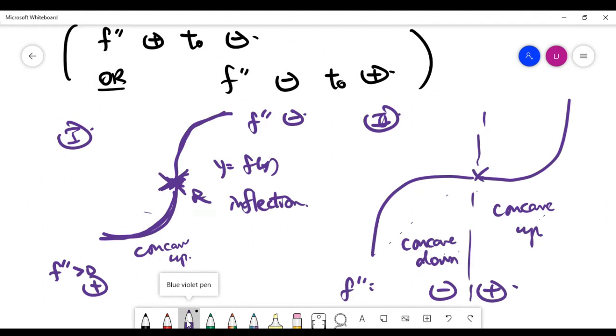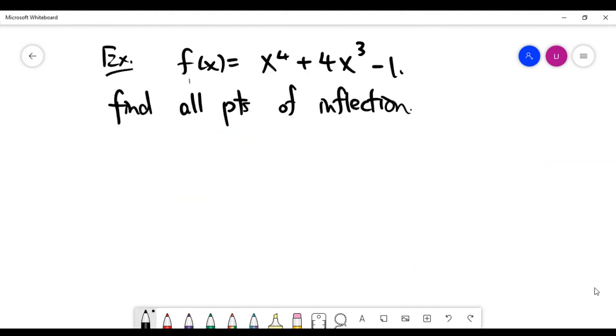Mathematically, if the graph is not given, and I'm asking you to find the points of inflection without looking at the graph, what you need to do is to compute the f double prime, the second derivative, first, and then look at the sign table of the f double prime. So let's do an exercise on that. Please look at the current problem here. I'm giving you a function f, and I'm asking you to find all the points of inflection. Based on what we said earlier, you have to check whether the sign of f double prime changes. So we need the sign table for f double prime. Let's do the calculation first.